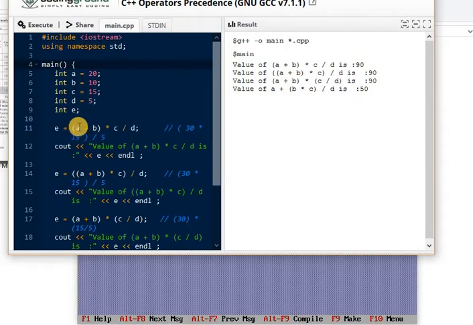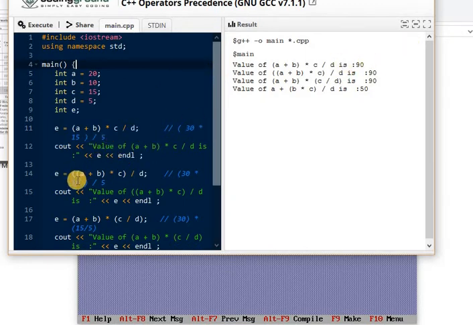First it will solve this bracket because it has the highest precedence. After that, multiplication and division, these are the two operators and they have the same precedence, but the associativity is from left to right. So it will first calculate the multiplication and then division. So 30 into 15, 450 divided by 5 is 90. So the answer is 90.